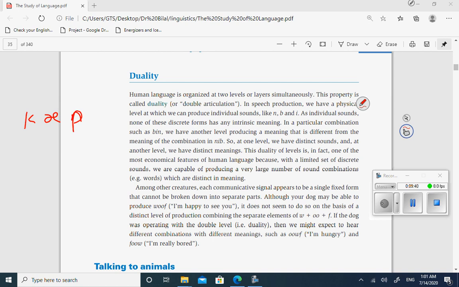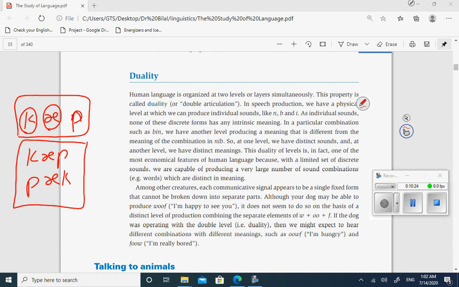Now, if we look at the sounds themselves, each sound alone, ek does not mean anything. Ep does not mean anything. But if we combine them together in a word like cap, for example, it gives you a meaning. If you combine them another way around as back, it gives you another word. So this is the first level, and this is the second level.